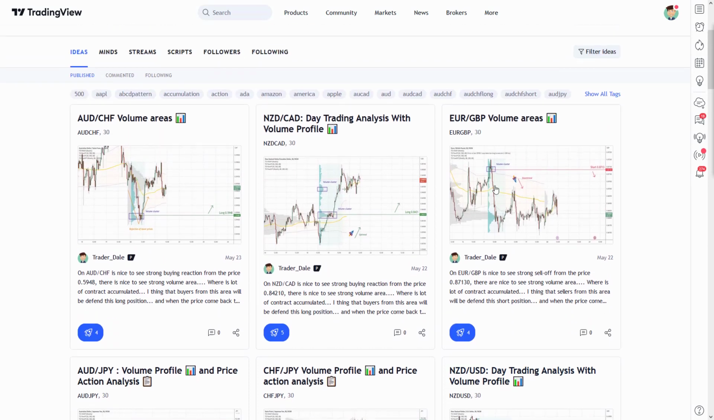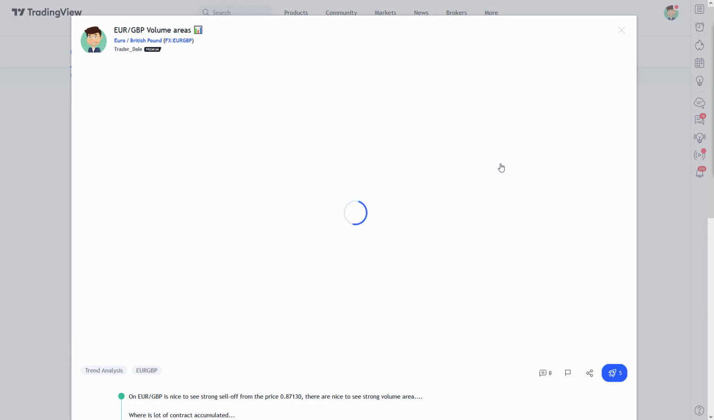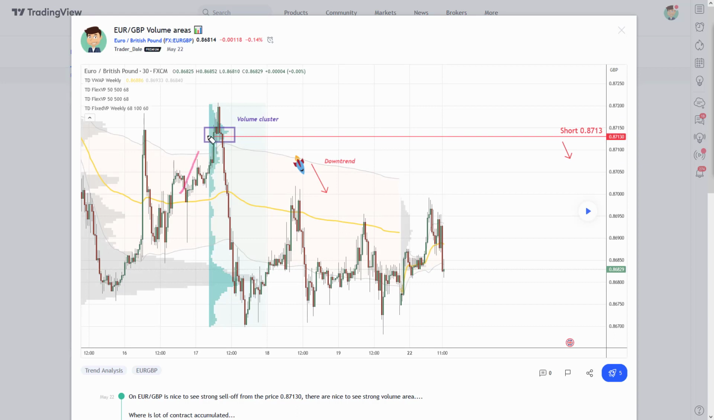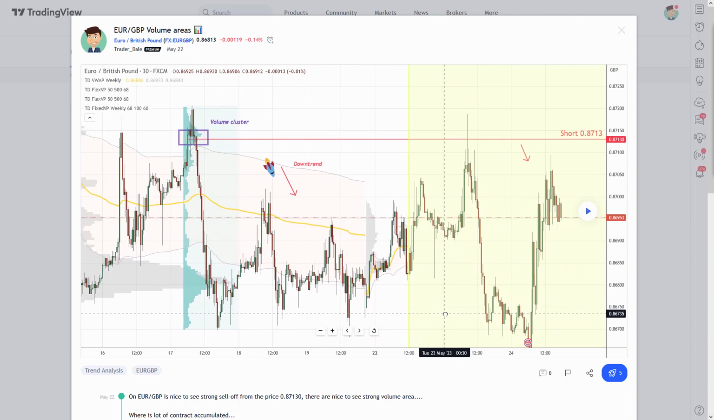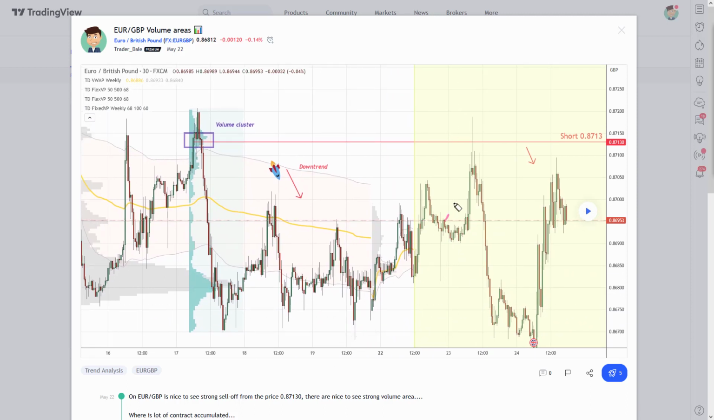The next one was on the euro, British pound. Again, the setup was the same, the rejection setup with volume cluster here, the resistance was in here. So if I scroll forward, then you can see that in here, this was the reaction to that level. Again, the price overshot the level a bit, but it didn't go past the stop loss, which was in here.